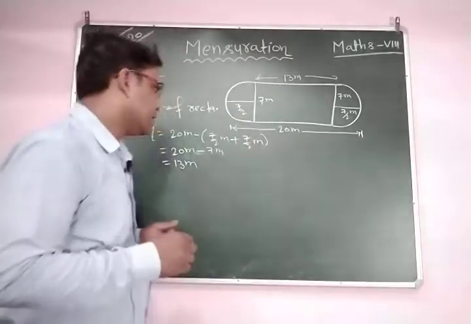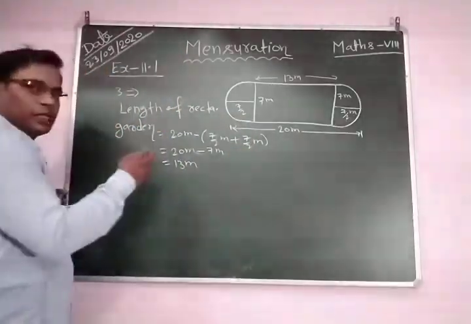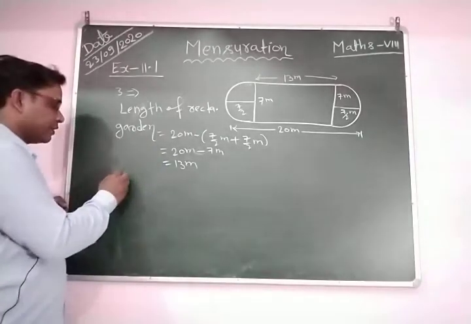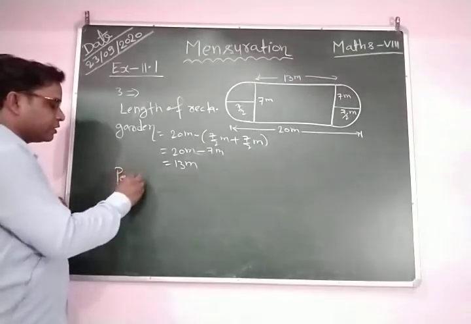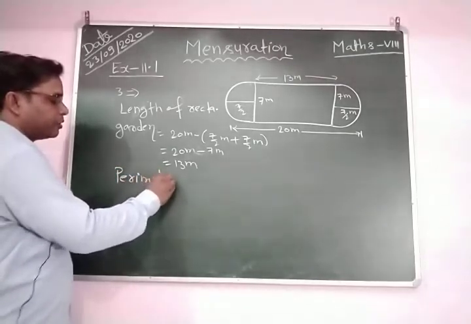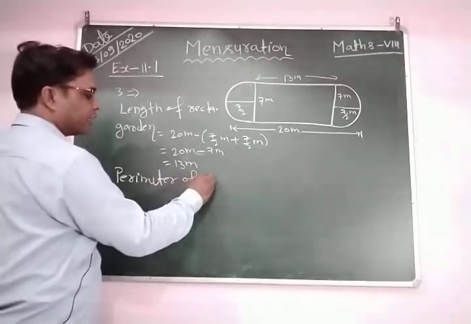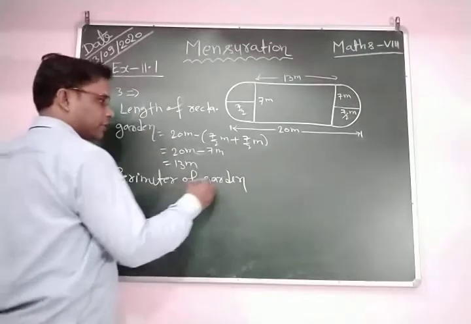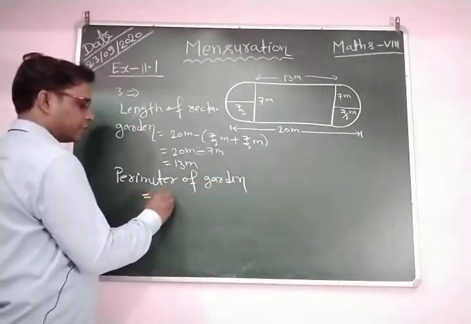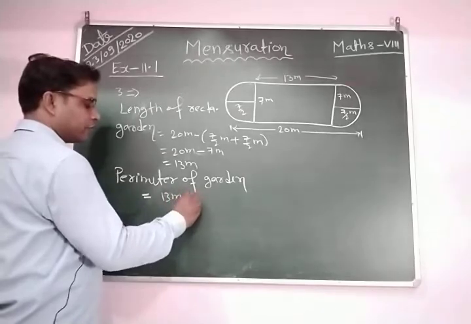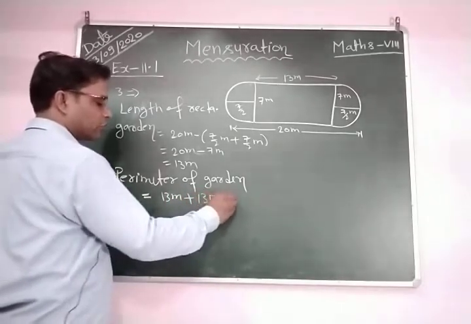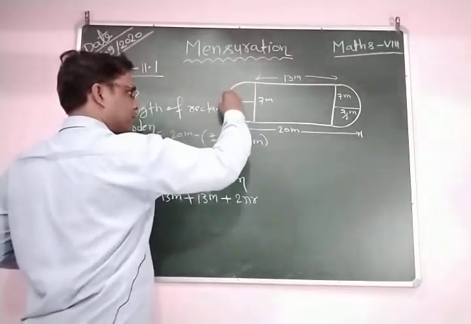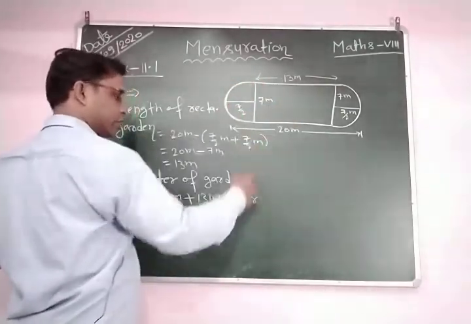So let's see how to find the perimeter of the garden. You can write here perimeter of garden. This is equal to what? Perimeter of garden is equal to 13 meter, this is a side of the rectangular field, this is 13 meter again, a side of the rectangular field, plus 2 pi r. 2 pi r means this shape, one shape here and the other shape there. This is 2 pi r.